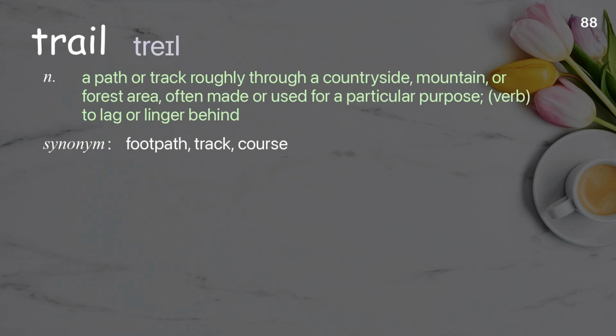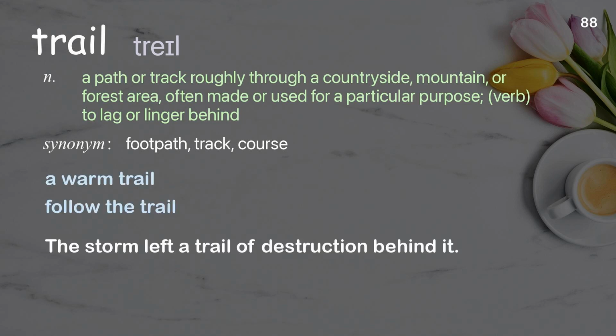Trail. A path or track roughly through a countryside, mountain, or forest area, often made or used for a particular purpose. Verb, to lag or linger behind. Examples: A warm trail. Follow the trail. The storm left a trail of destruction behind it.